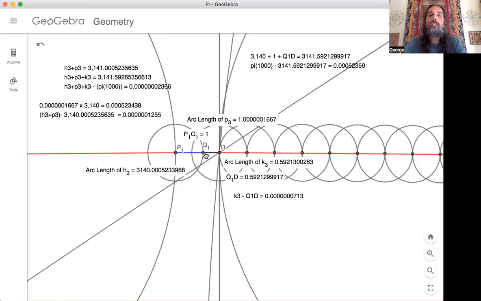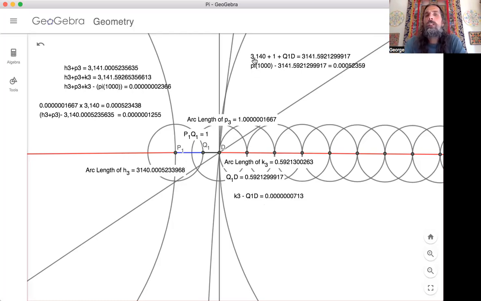So what's the remainder of this segment here? It's 0.5921. That's the Q to D measurement. The arc length there is 0.5921. Sorry, this is just a very number heavy analysis, but I'm just trying to work through this myself, basically.